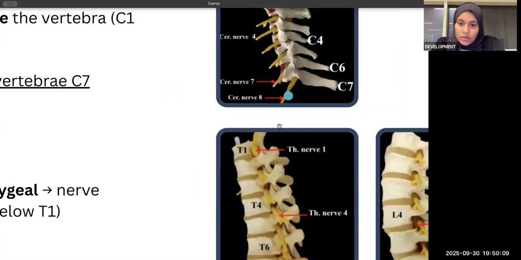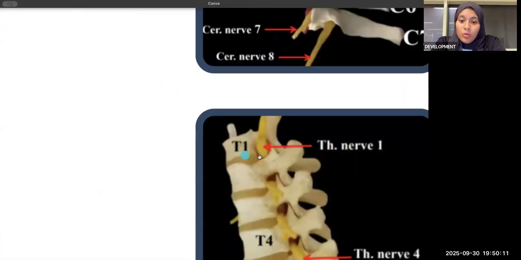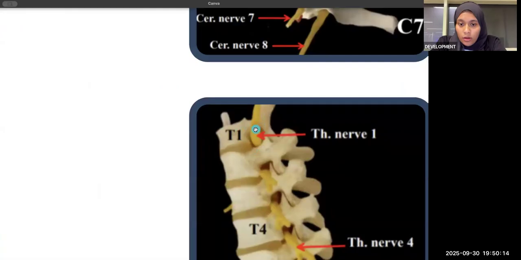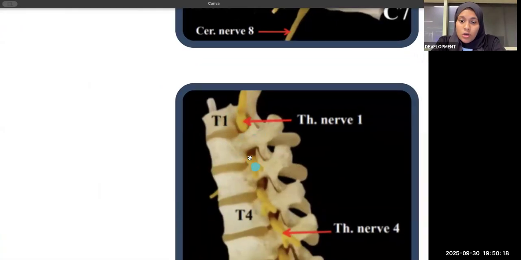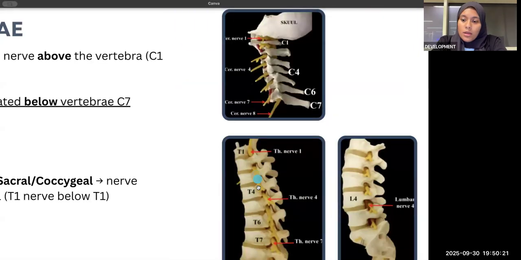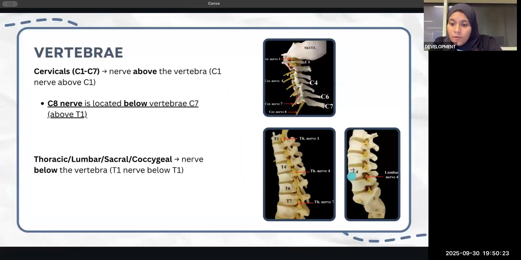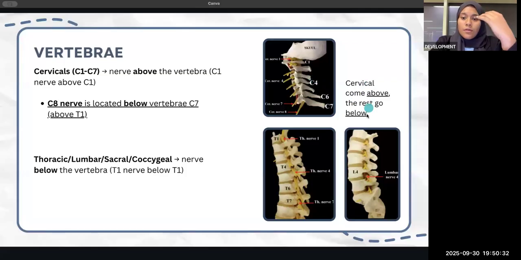So this is C8, right? Now we have T1. The nerve that is below T1 is called T1 nerve. Below T2 is called T2 nerve, and so on. And it continues to lumbar as well. Lumbar, L4, the one that is below it is L4 nerve, and so on, okay? So the way that you can know this is cervical comes above, the rest go below, except C8. C8 is below. I hope you guys understood that. Did you guys understand?